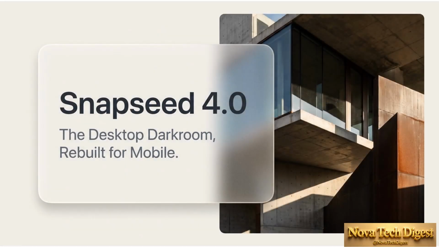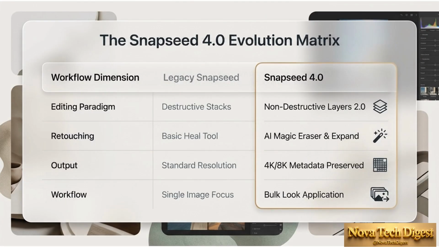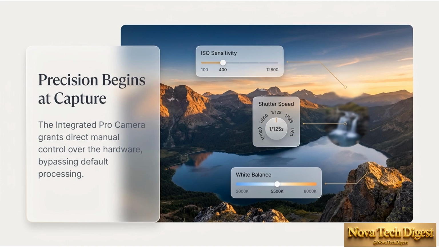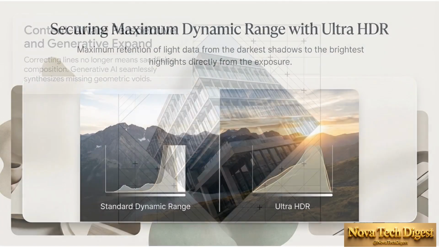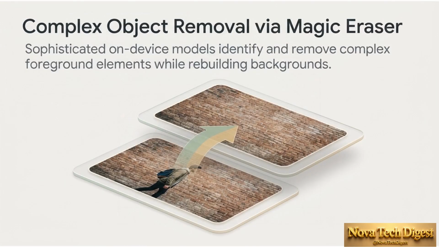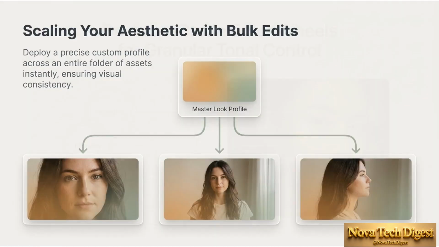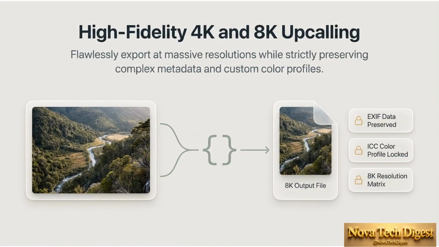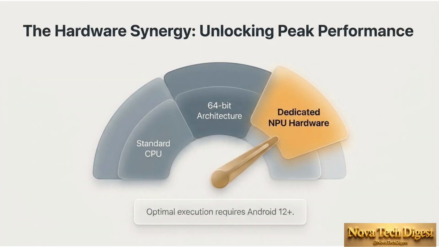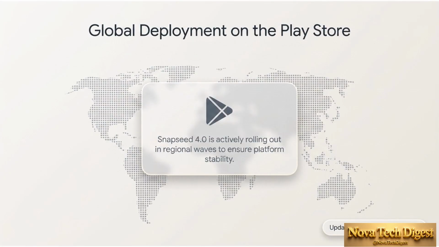Welcome to The Explainer. Today, we're looking at an absolute game changer in the world of mobile photography. We're talking about the triumphant, victorious return of a legendary app right to the very top tier of editing platforms. That's right, we're diving deep into Snapseed 4.0, the groundbreaking evolution of Google's mobile editor.